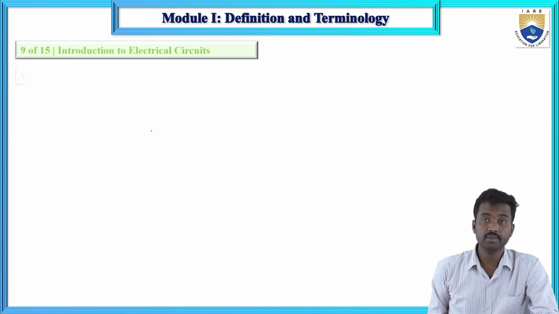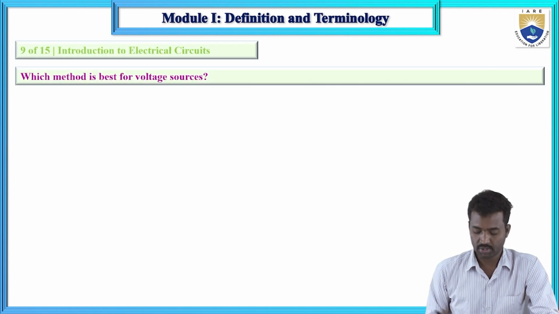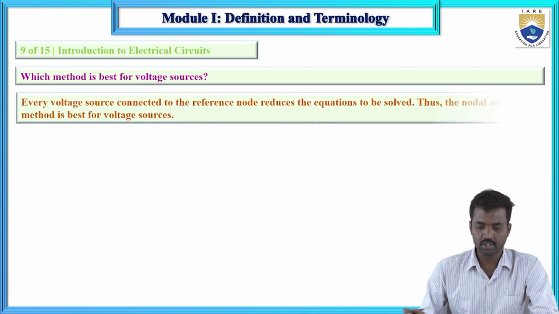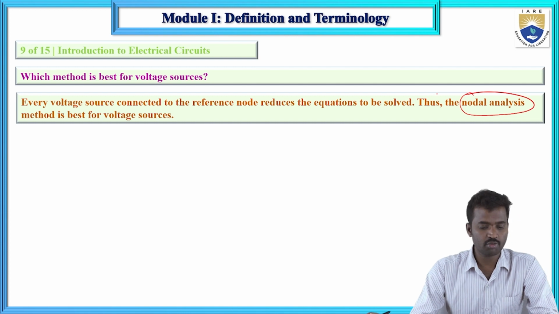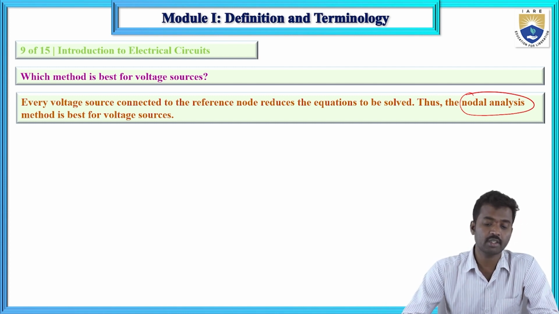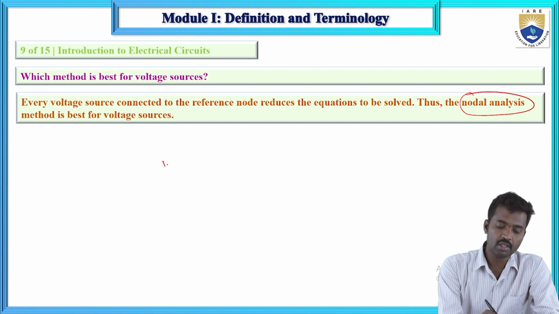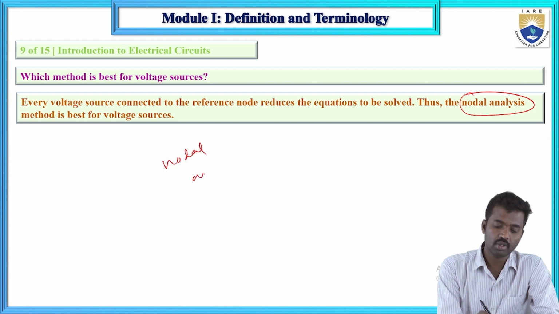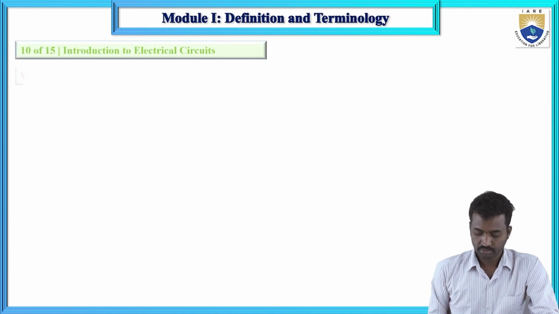Next, 9th question. Which method is the best for voltage sources? Nodal analysis is the best method for node voltage determination. Every voltage source is connected to the reference node, which reduces the equations to be solved. That is nodal analysis.